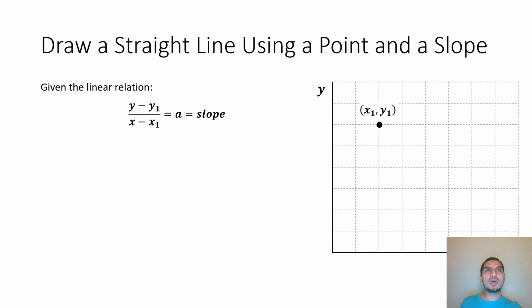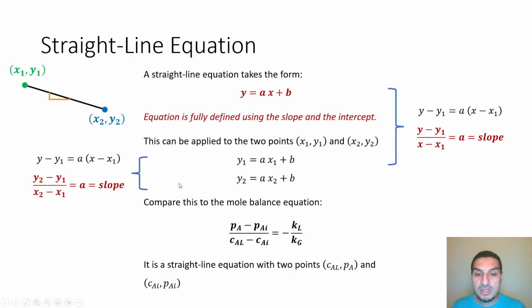And again, to have an idea how we will draw it, please always remember that a straight line can be defined using any 2 points. Again, any 2 points. These 2 points are not necessarily PA and CAL, and PA interface and C interface. It's not necessarily these 2 points. Any 2 points that satisfy the equation would be enough. So let's say in this case, if I know x1, y1, and I know a point here, if I connect these two points, then I know the straight line.